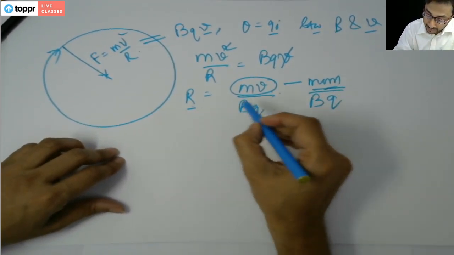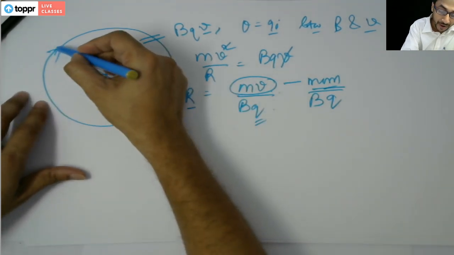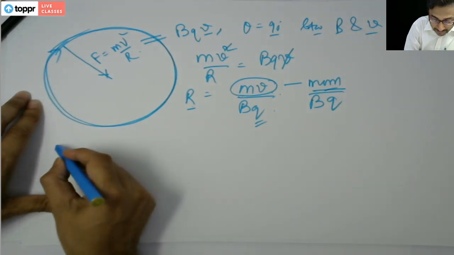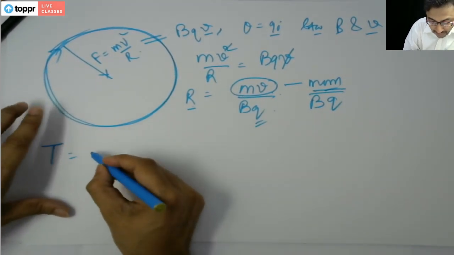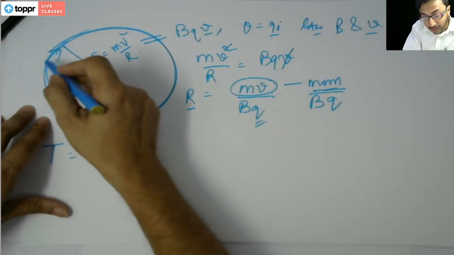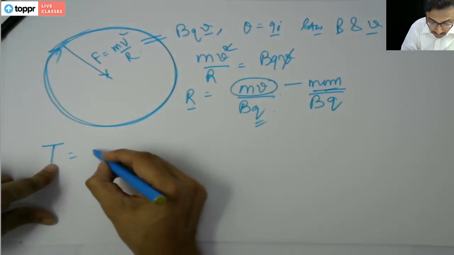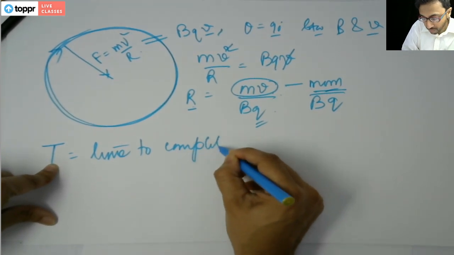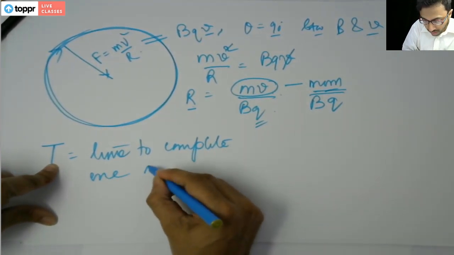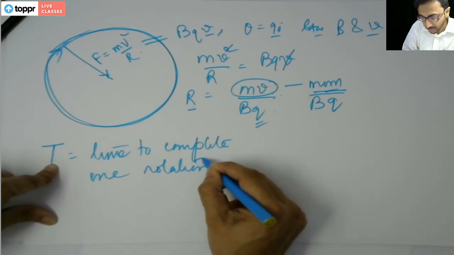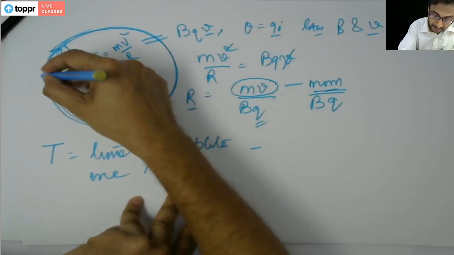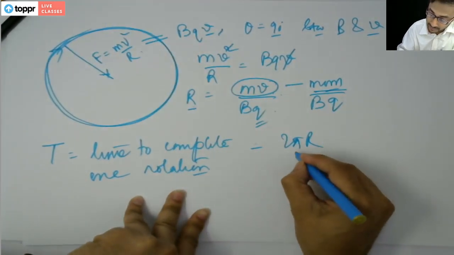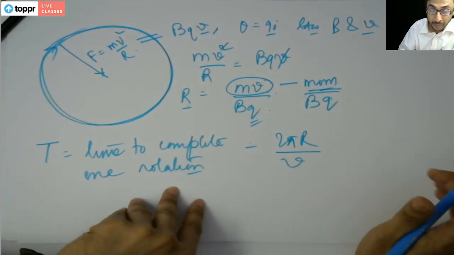Now see, if this is the radius, we can find out what is the time period. Time T, if we say time period of one complete motion. Time period means what? Time to complete one rotation, isn't it? Right, that is what? This path is 2 pi r circumference divided by v, right?